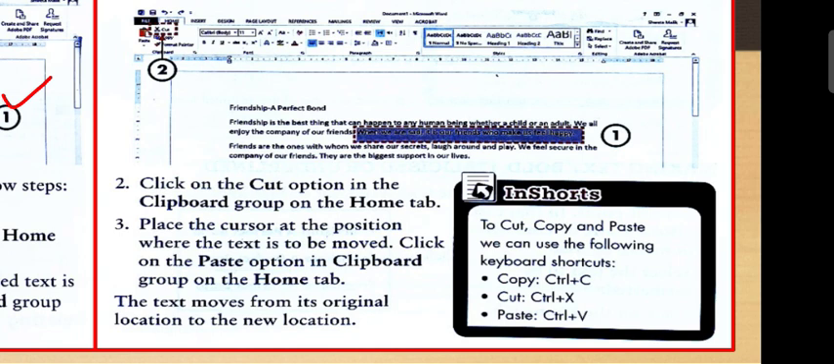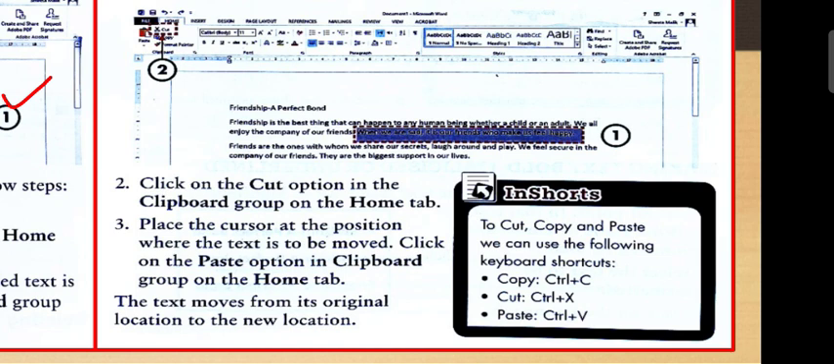Okay, so moving text follows three steps. First of all you need to select the text which you want to move. Then click on the cut option from the clipboard on the home tab. Then place your cursor where you want to move the text. Then press the paste option. Then the text moves from its original location to the new location.